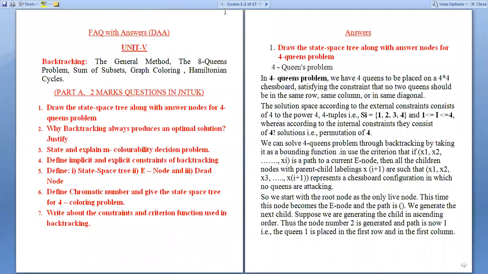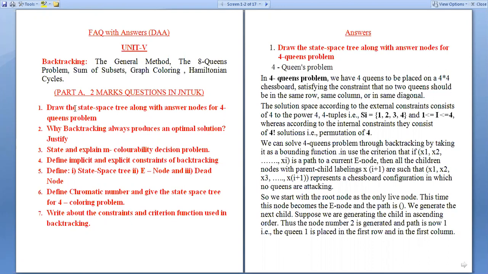Now we want to go through some of the questions frequently asked in the previous JNTU exam question papers, the short answer questions and essay type questions. In today's class, we will discuss only short answer questions.